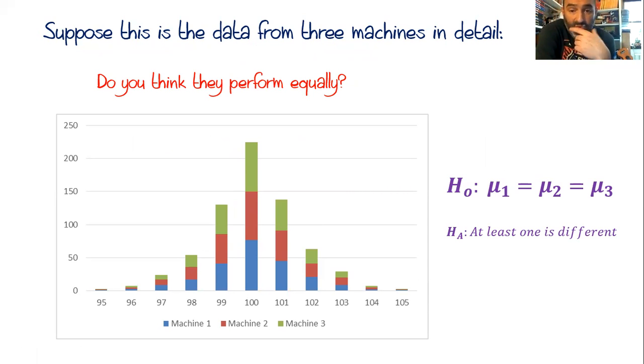Now, do you suppose these three machines perform equally? What would you be looking at? Just look at this graph, maybe pause the video and think about it and say, yeah, they seem to be equal or not. Pause, think, give an answer, come back.